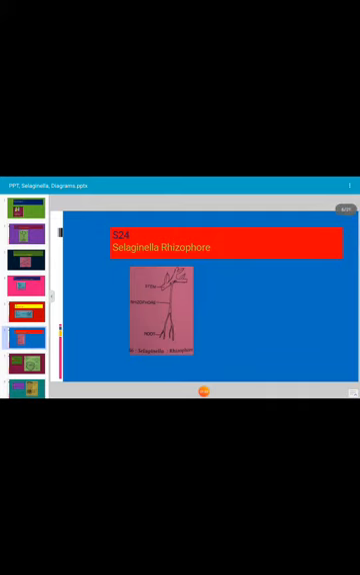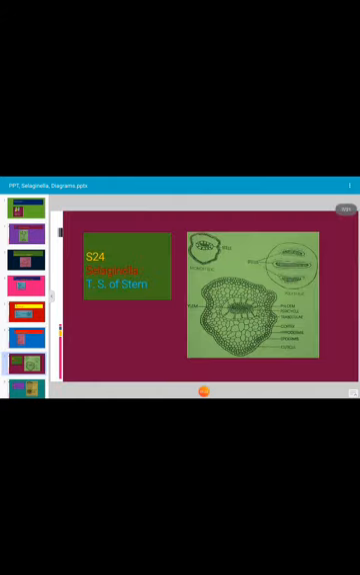Next, this is the rhizophore. From the main stem of the Selaginella, from the basal region of the stem, the rhizophore is there, and from the rhizophore roots arise.